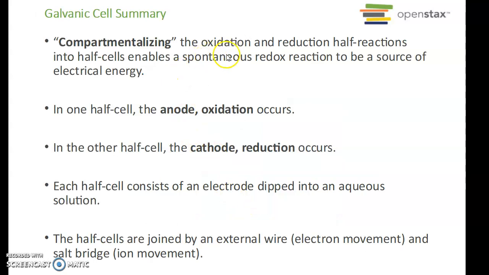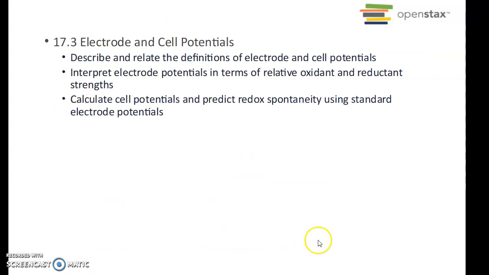So compartmentalizing the oxidation and reduction half reactions into half cells enables spontaneous redox reactions to be a source of electrical energy. In one half cell, the anode, oxidation occurs. In the other half cell, the cathode, the reduction occurs. Each half cell consists of one electrode dipped in an aqueous solution. Half cells are joined by an external wire and a salt bridge. So this is a summary of what we've learned there. Let's go on then to electrode and cell potentials.